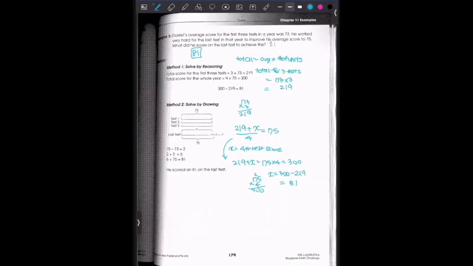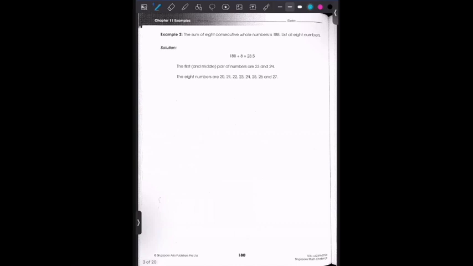Now let's look at the next example. Example 2 says, the sum of 8 consecutive whole numbers is 188. List all 8 numbers. So the sum of the consecutive whole numbers is going to be 188.